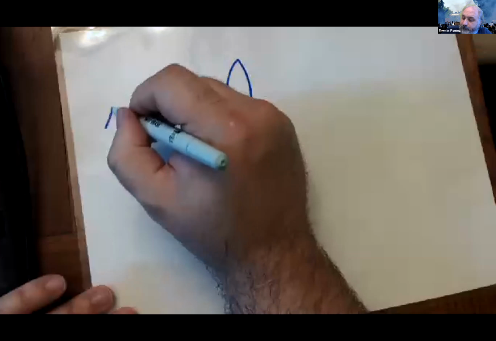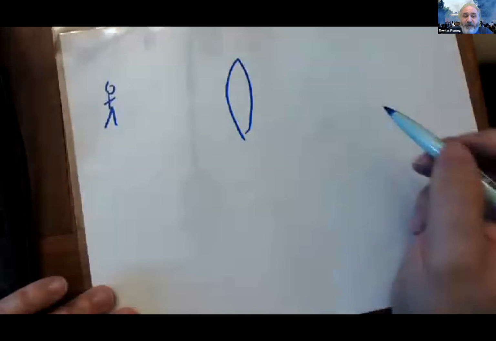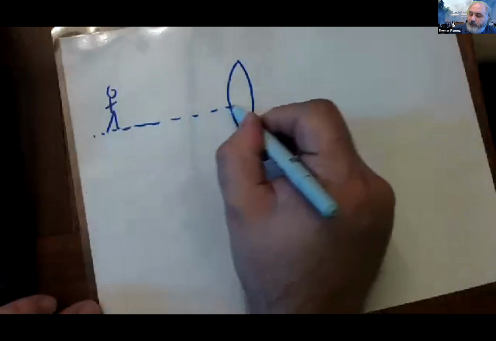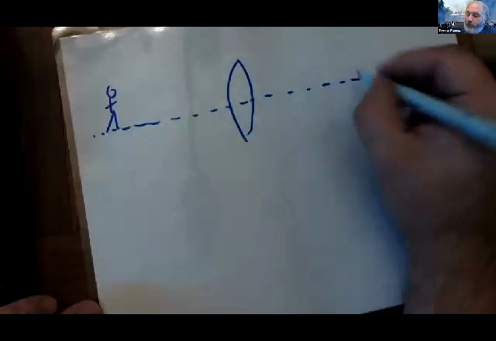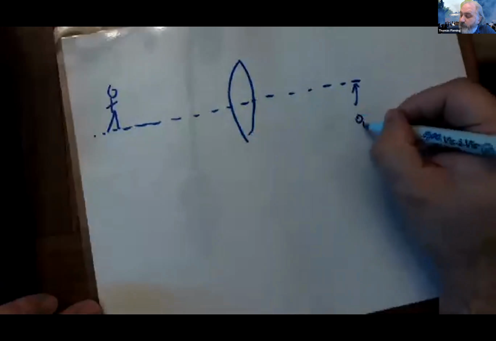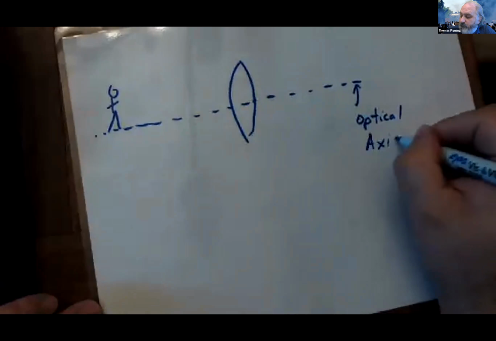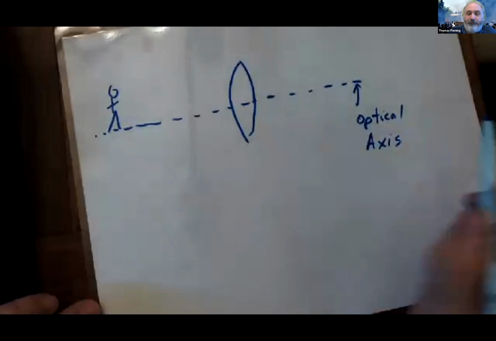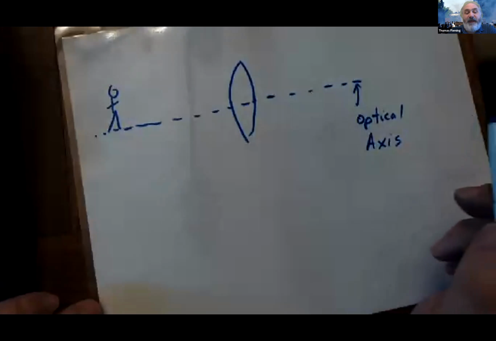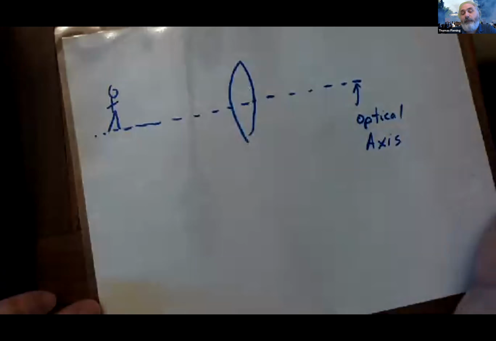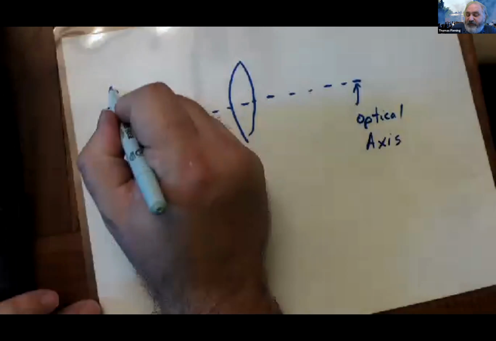So imagine here's my lens, and here's my object. And right here, going right through the middle of the lens, this is what we call my optical axis. That's just the line that goes through the center of the lens. Now, I'm going to have light leave my object and hit the lens from some location. And let's go from this guy's head.